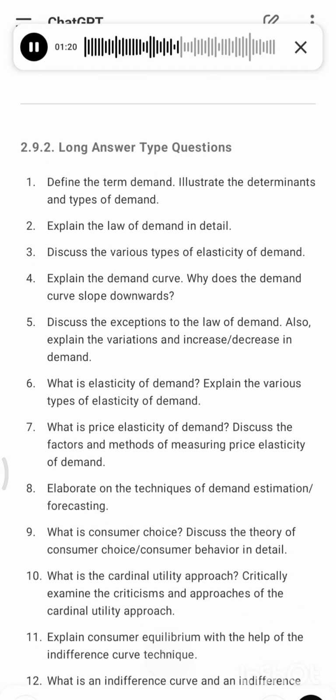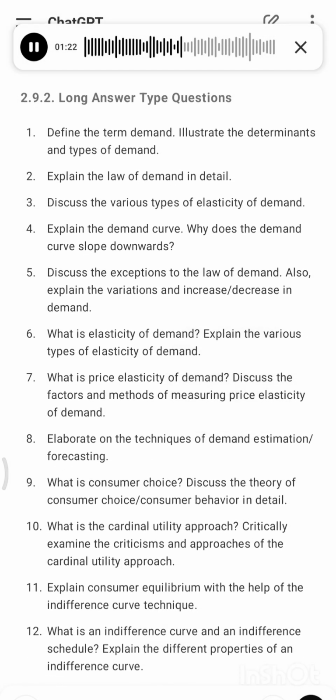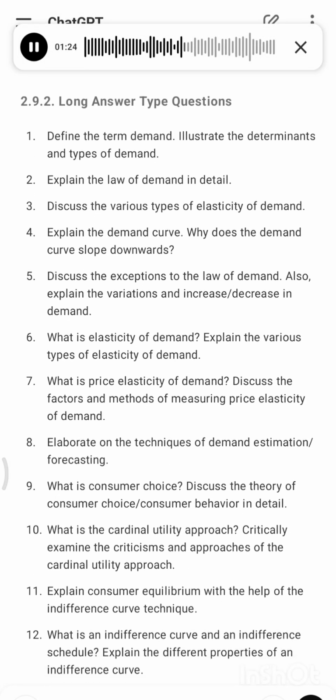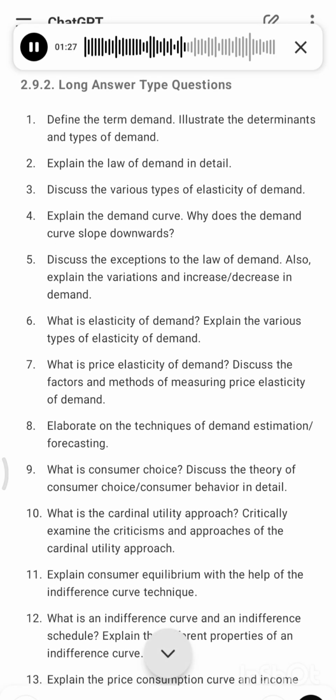2.9.2 Long answer type questions. 1. Define the term demand. Illustrate the determinants and types of demand. 2. Explain the law of demand in detail. 3. Discuss the various types of elasticity of demand. 4. Explain the demand curve. Why does the demand curve slope downwards? 5. Discuss the exceptions to the law of demand.